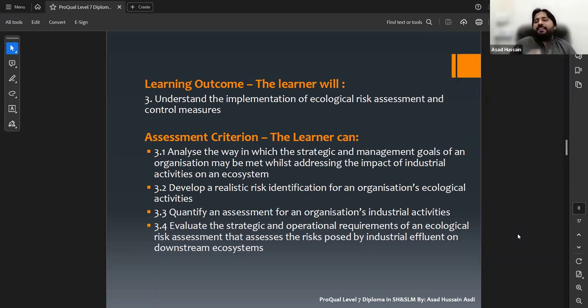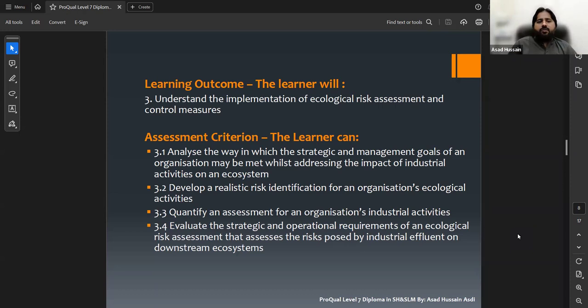So it is all about discussing that you have to provide evidence that you have performed a risk assessment in which you have realistically identified risk about what? About the organization's ecological activities. So any evidence which confirms that you have performed a risk assessment identifying the organization's ecological activities risk will be enough to support this assessment criteria 3.2.